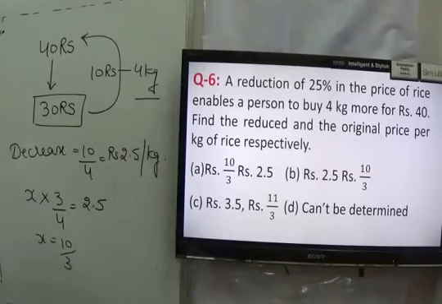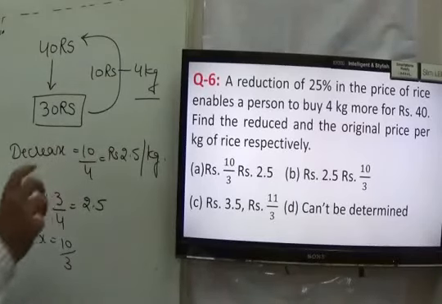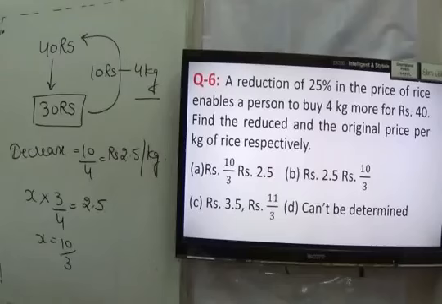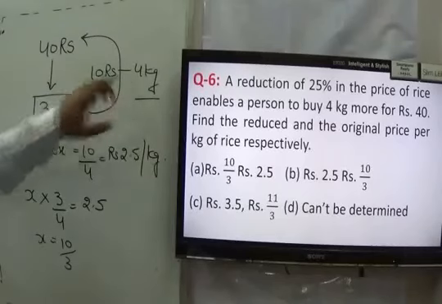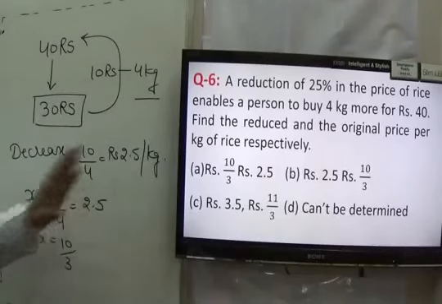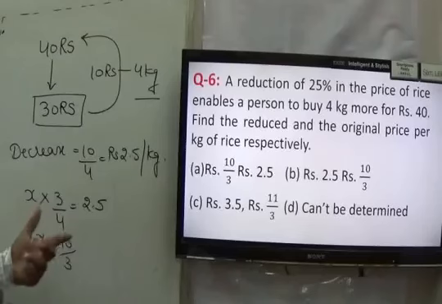That approach is very simple, because here we have to just do the things in our mind. How? Rupees 10 for 4 kg. We can say the decreased price is 2.5. If I have to find my original price, I can say that is 10 upon 3.